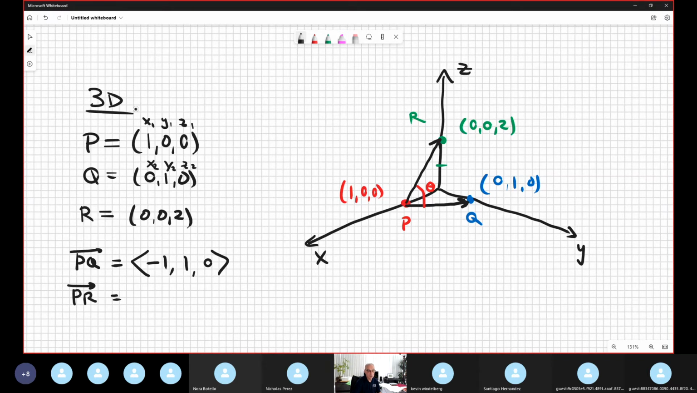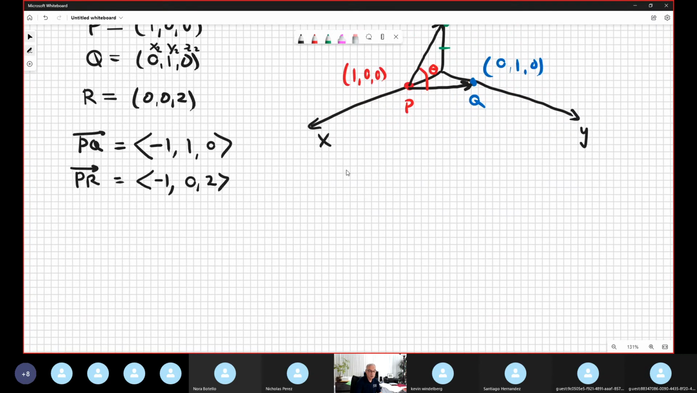Now another position vector is PR. You are subtracting, but subtracting who? R minus P is -1 again, comma 0, comma 2. Okay, 0 minus 1 is -1, 0 minus 0, 2 minus 0. It's nice. And now, why not perform a dot product?